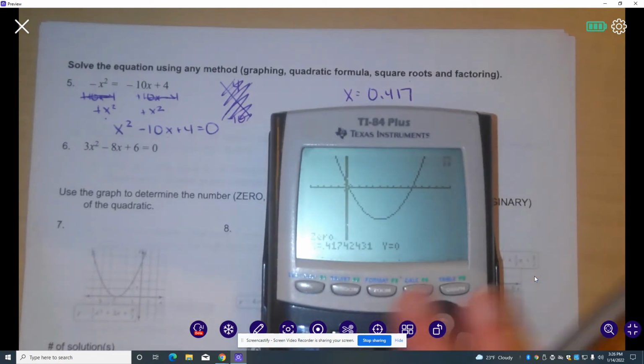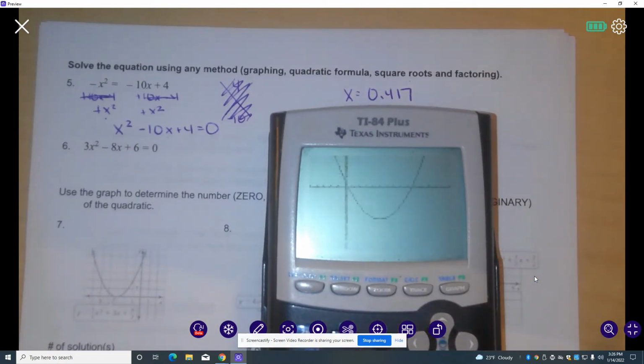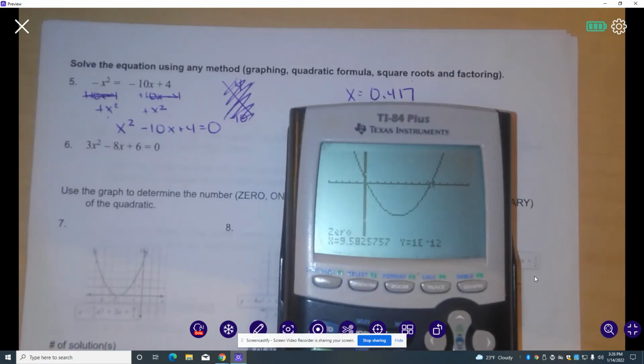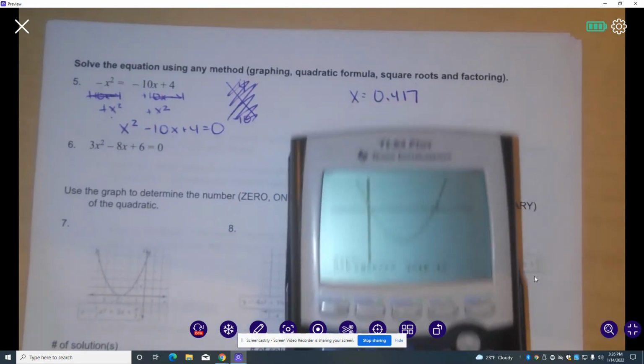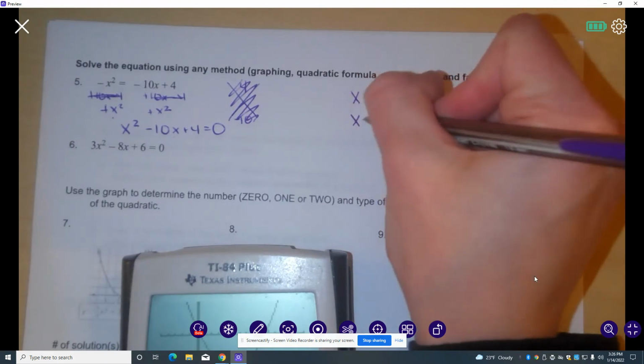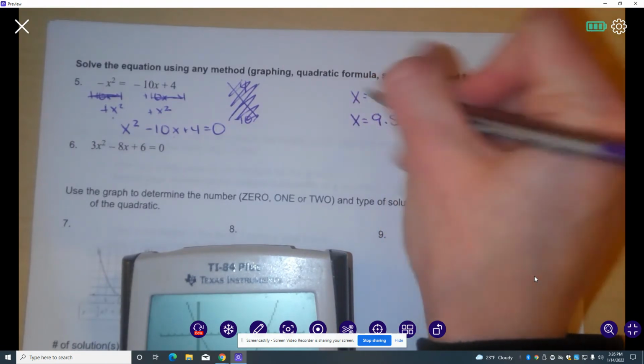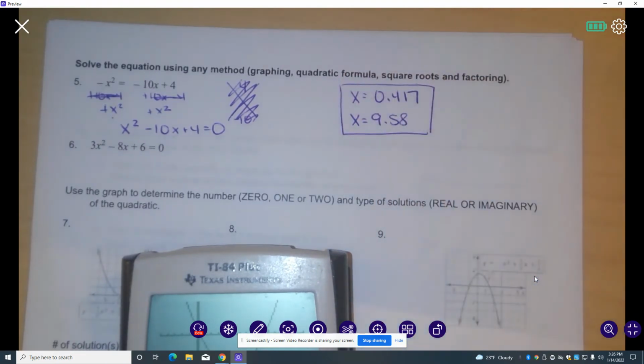I'm going to go to second trace, go to zero, and again, move the cursor so it's on the left side of that zero. And the right bound, I'll put it on the right side and hit enter again. And I get x equals 9.58. And those are my solutions. Okay.